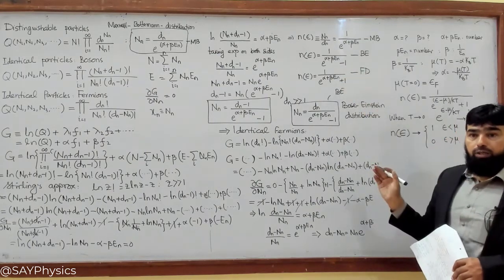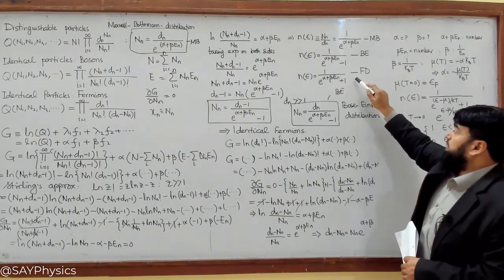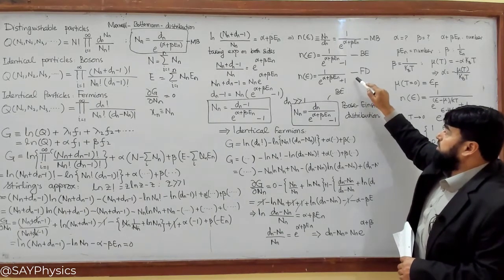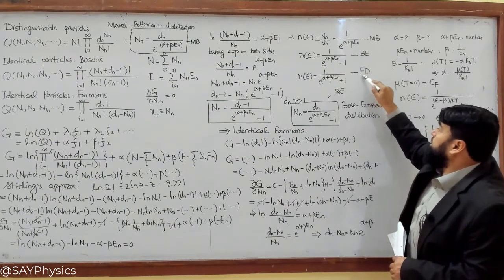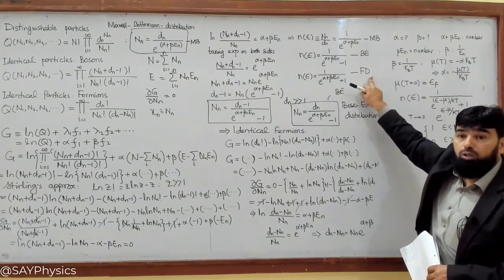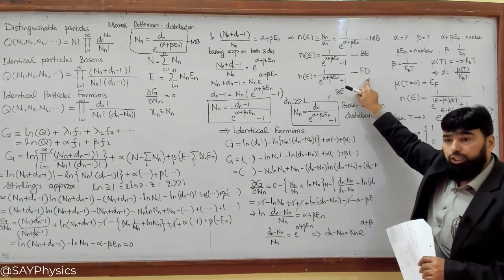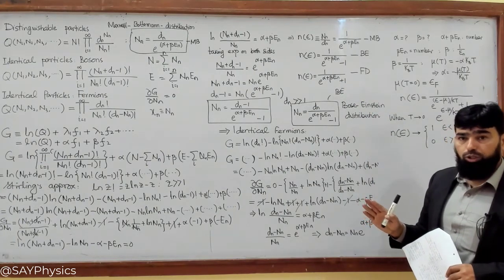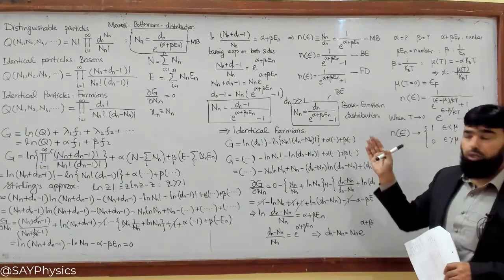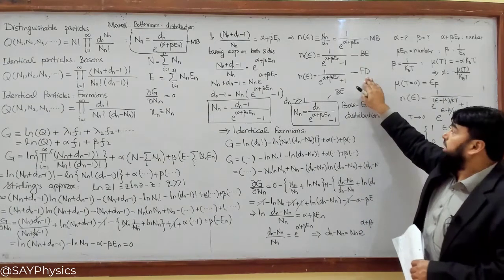For the half integral spin we are having the Fermi-Dirac distribution, and these particles are following the Pauli exclusion principle. One particle per one state. No two particles in one state. You know that thing, the Pauli exclusion principle we have applied to the Fermi-Dirac statistics.